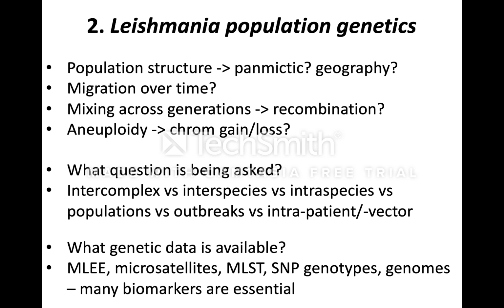So if we want to look at mutations right across the genome, to look at the aneuploidy, the chromosome copy number changes, copy number variants, as well as SNPs, genome sequencing is the best way to go. And this gives us a much more improved resolution because many biomarkers are essential.